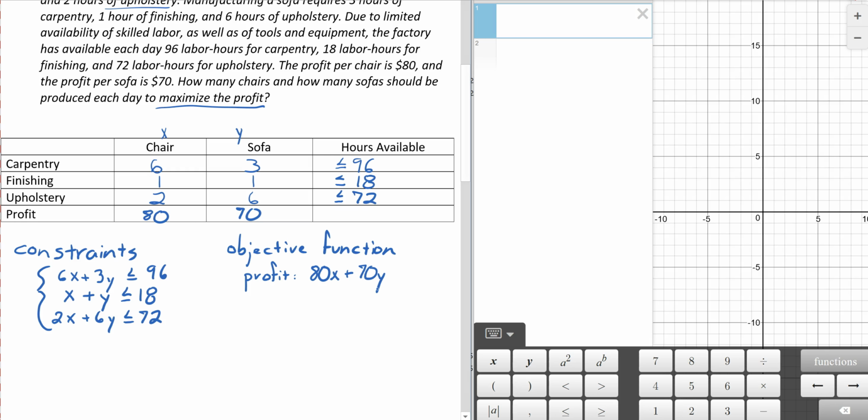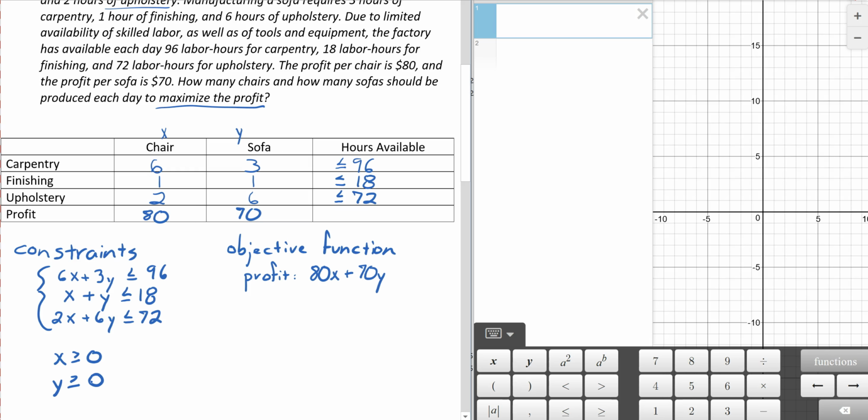Once the constraints are written and the objective function is written, there's one other piece to remember, and that is that x can't be a negative value. So we know it's greater than or equal to 0. And y also cannot be a negative value. We can't make negative chairs or negative sofas.